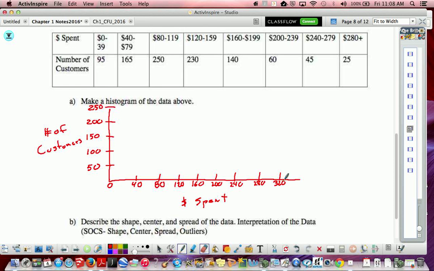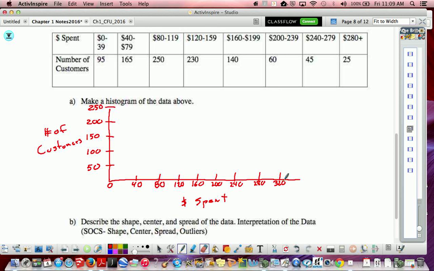Why did you choose to have the y-axis be the number of customers? You can flip it around, I suppose, if you want. I just like to do it because then when I draw a curve above them, it helps me see the skewness of the distribution a lot easier.